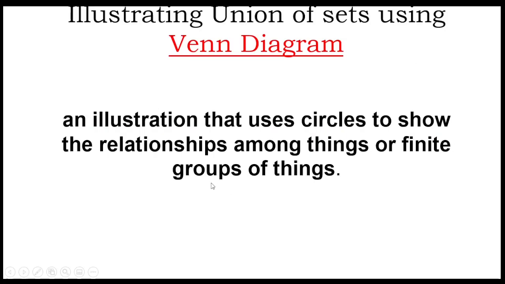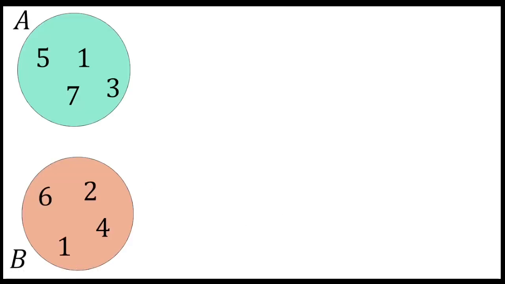Now, in illustrating union of sets, we will be using Venn diagram. Venn diagram is an illustration that uses circles to show the relationships among things or finite group of things. Let's illustrate set A and set B using circles. So, set A contains the elements 1, 5, 7, and 3. Set B contains the elements 6, 2, 4, and 1.